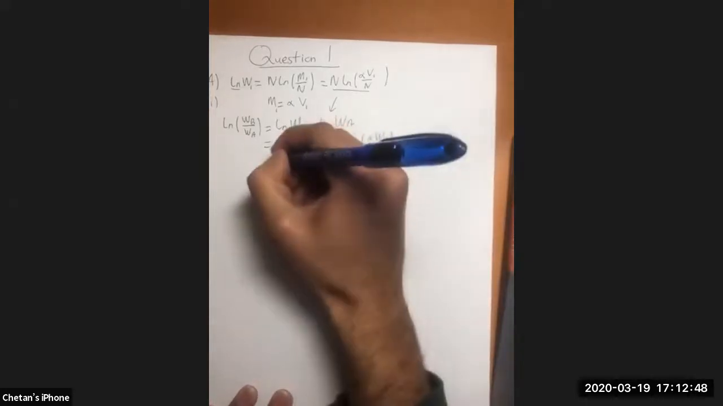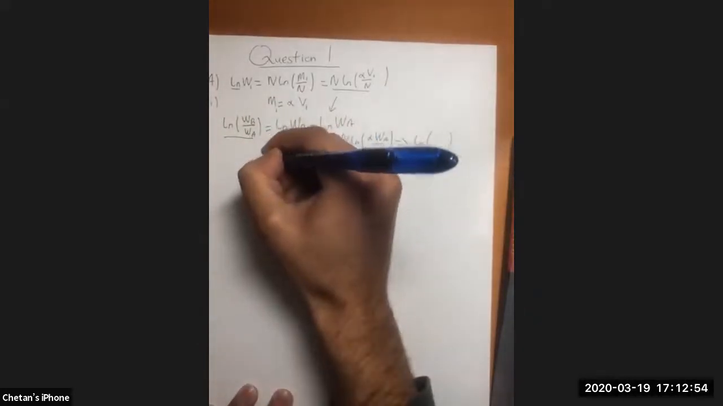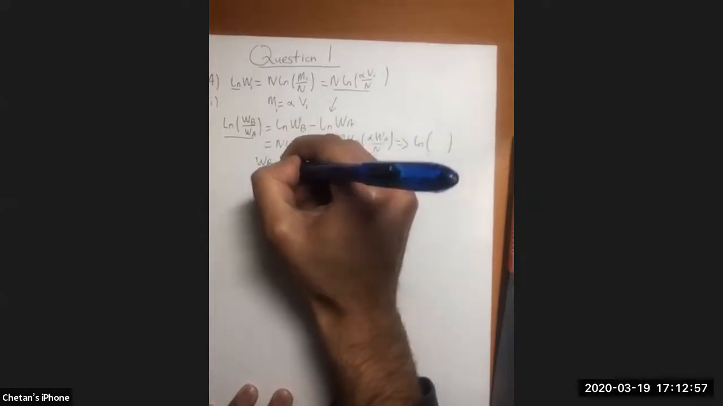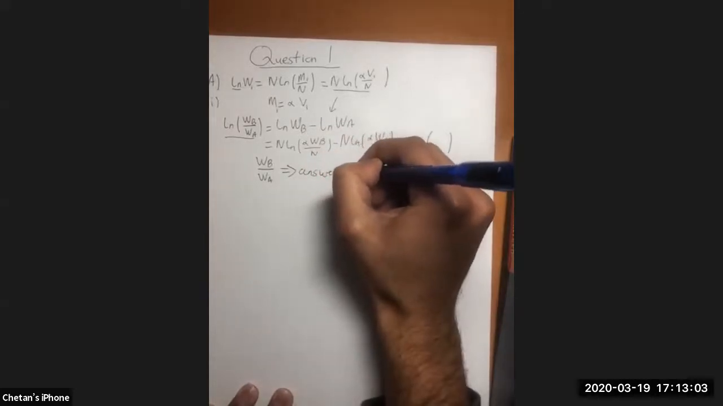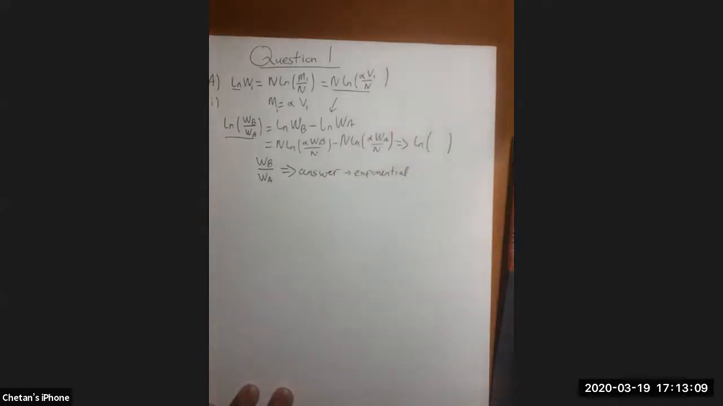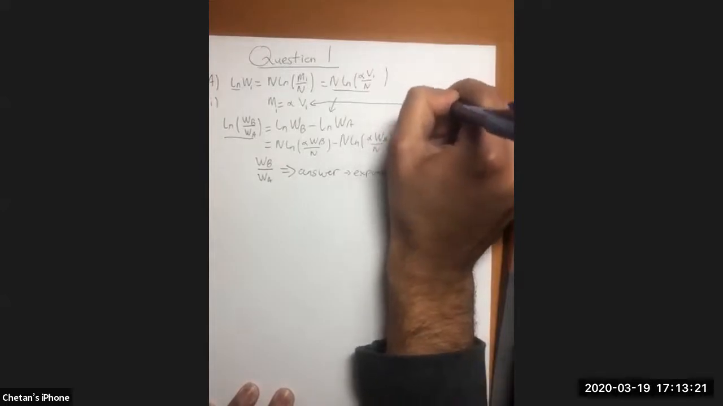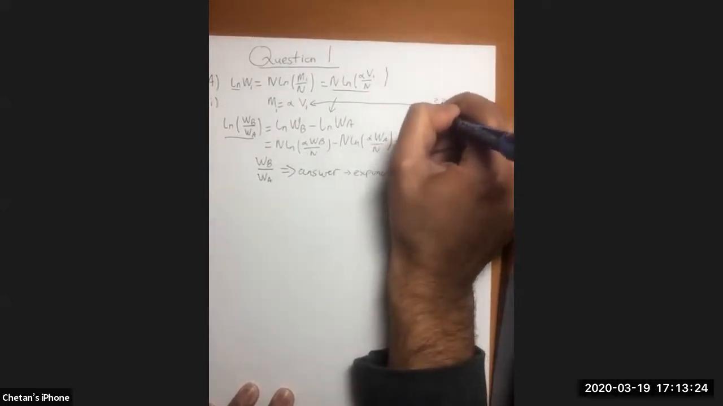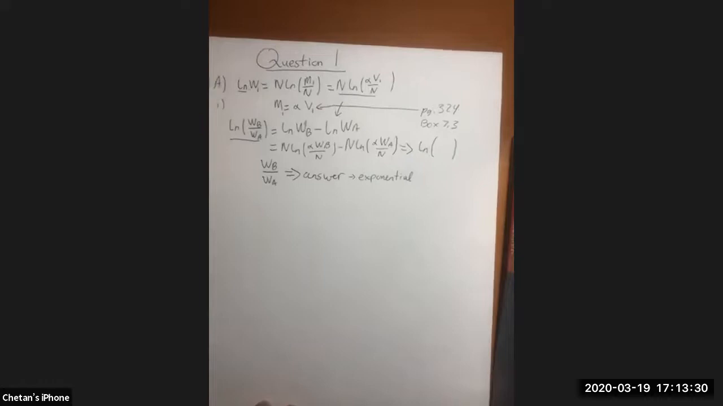And for your final answer, you can simplify this down by taking e to the power of whatever you get here to get an answer in terms of multiplicity. And that answer, just to give you a hint, will be an exponential. So e to some power. And just so you know, if you wanna look at this relationship and this proof, you can go to page 324 in your textbook, and it's in box 7.3.